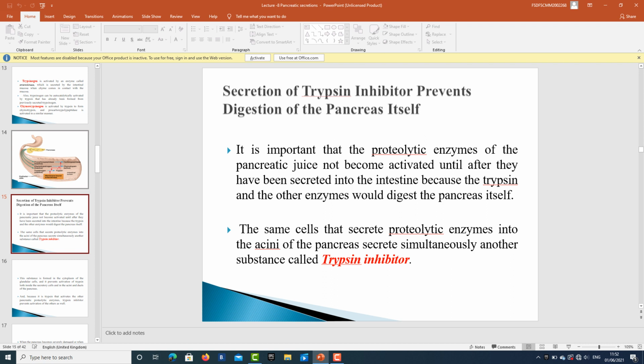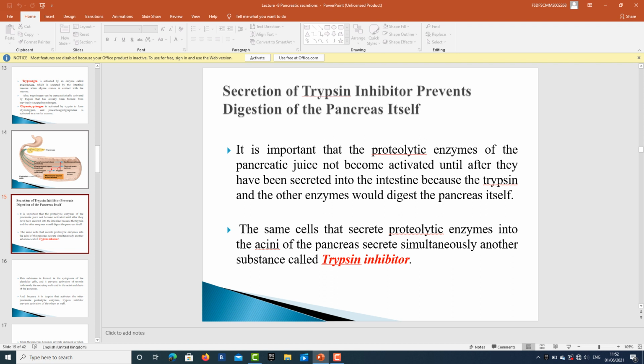Secretion of the trypsin inhibitor prevents digestion of the pancreas itself. It is important that proteolytic enzymes of the pancreatic juice not become activated until after they have been secreted into the intestine, because the trypsin and the other enzymes would digest the pancreas itself.